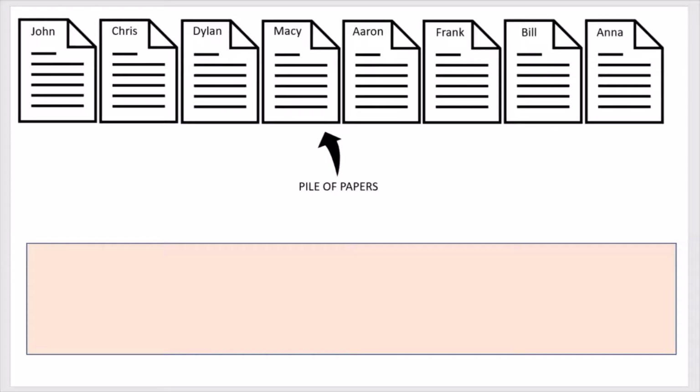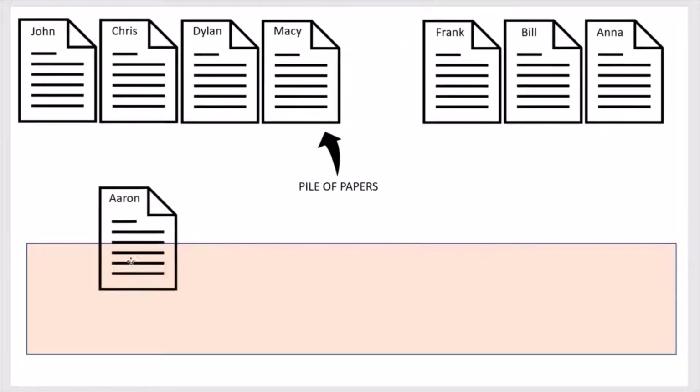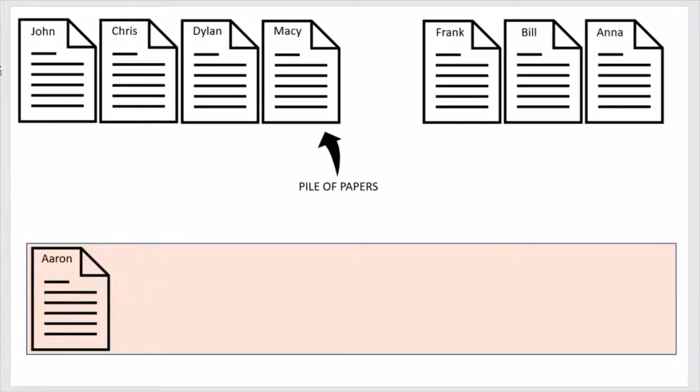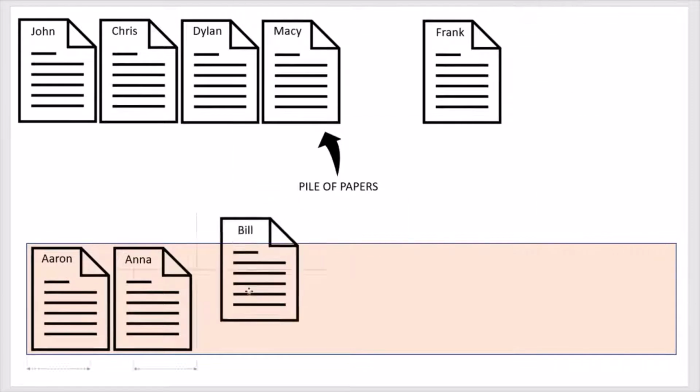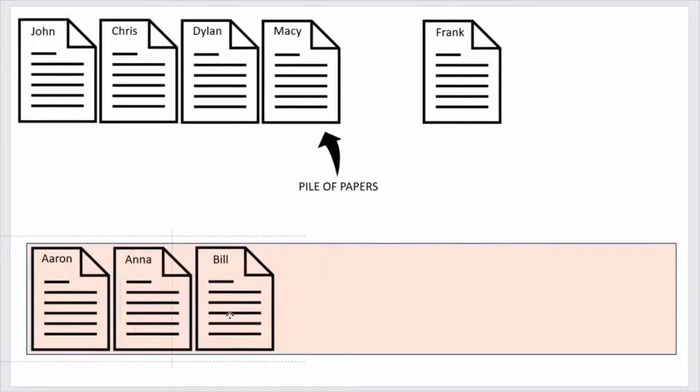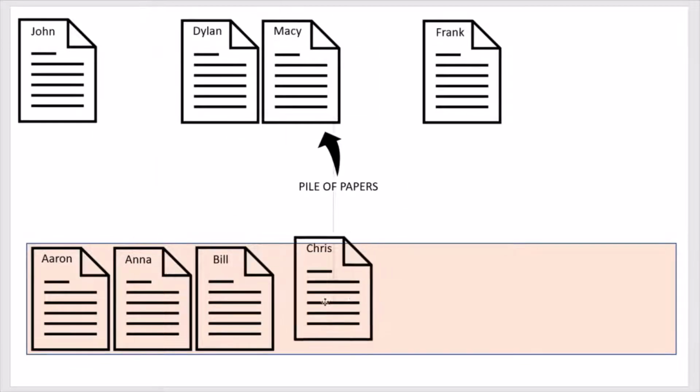Let's say you have a pile of papers with names on them, and you need to order them alphabetically by name. One way to sort them would be to look through the papers and find a paper with a name that should be alphabetically first, such as Aaron. We then look for the next name, for example, Anna, which we add behind Aaron into our new sorted pile. We continue looking and adding names one by one to the sorted pile until we sort everything.